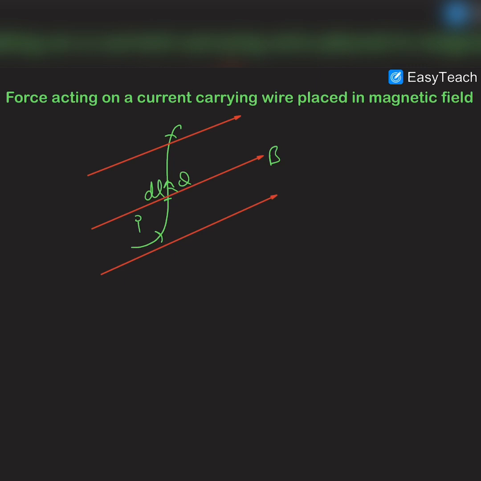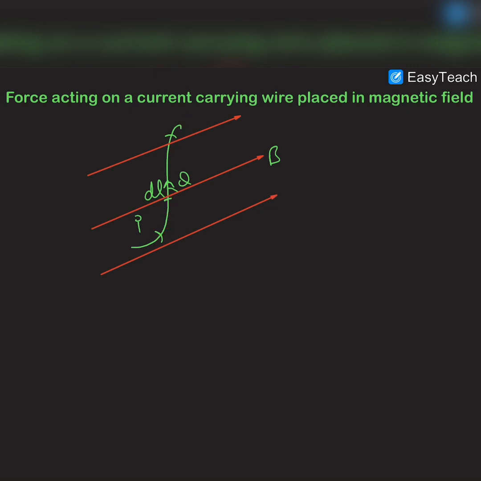In this video, we are going to discuss the force acting on a current carrying wire which is placed in a magnetic field. So you can see that this is a current carrying wire and this wire is placed in a magnetic field, and you can see that the shape of this wire is arbitrary. It does not have any regular shape and some current is flowing through this wire.